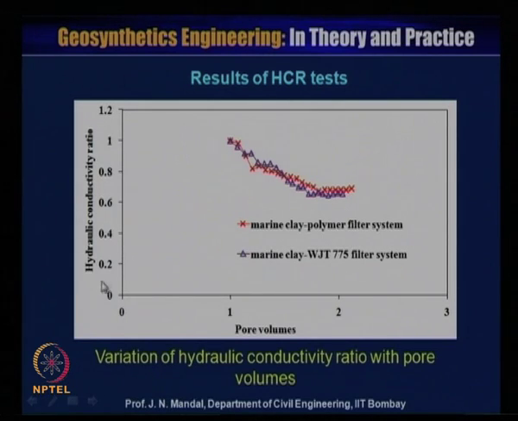This is the hydraulic conductivity ratio versus the pore volume. So, this is the variation of hydraulic conductivity ratio with the pore volume. This is marine clay, the red, this is the marine clay polymer filter system, and this is the marine clay open jute geotextile 775 filter system. You can see here how the hydraulic conductivity ratio is decreasing with increasing pore volume, and then after 2 or so it is almost constant.